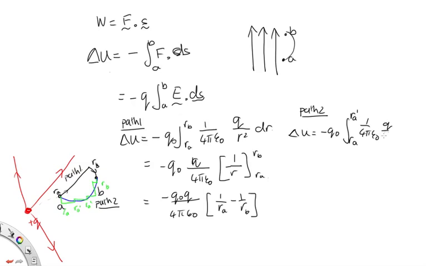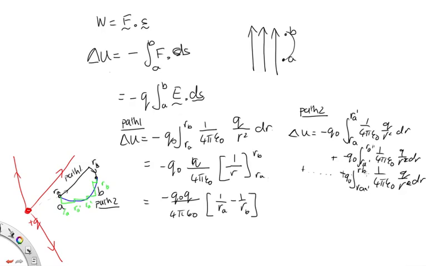epsilon naught Q over r squared dr plus, well, minus Q naught integral from RA dash to RA double dash, 1 over 4 pi epsilon naught Q over r squared dr plus etc. all the way up to this last part here where we've got from RA, let's call it N dash, to RB, 1 over 4 pi epsilon naught Q over r squared dr. We've got a minus Q naught out the front. Okay, so doing this, let's pull all the common factors out the front.